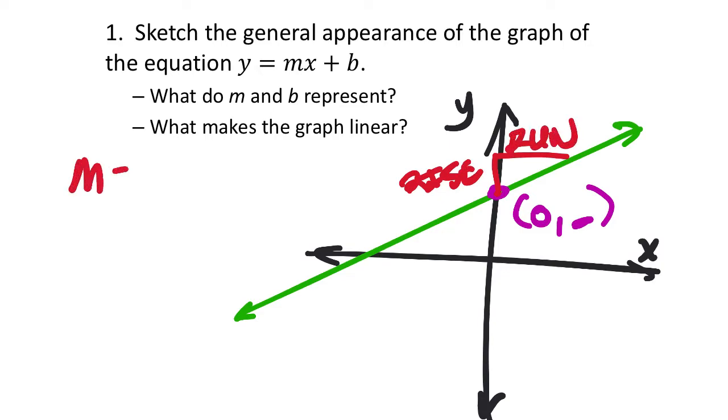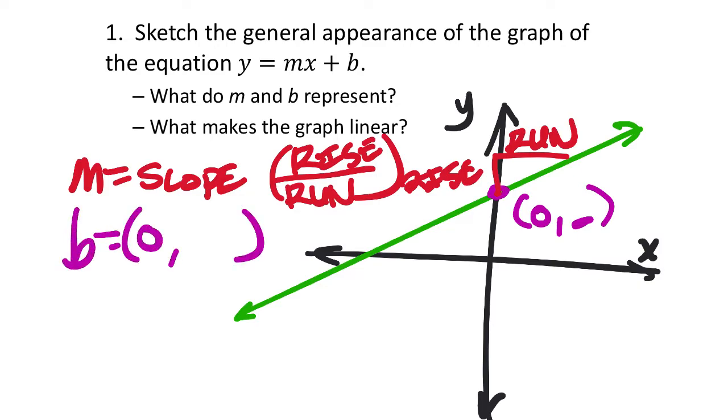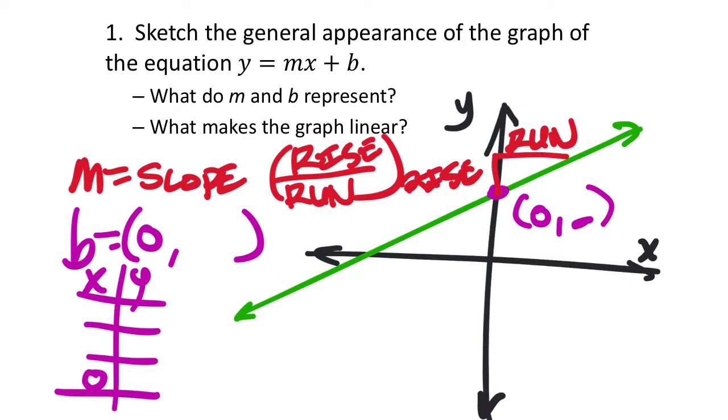All right, so m is slope or rate of change, which is also rise over run. And then the b is always going to be where the x value is 0. So in tables, we would look for anywhere in the table where it shows the x value 0. That would be our y-intercept. So what makes a graph linear? It just needs to be a straight line. That's all.